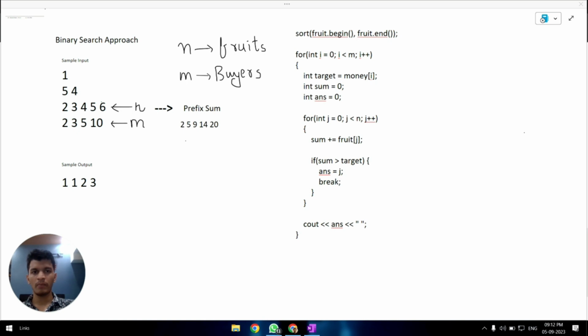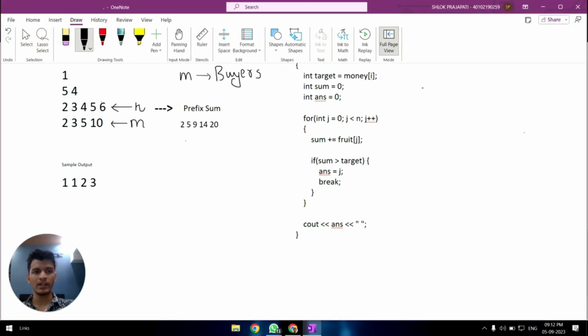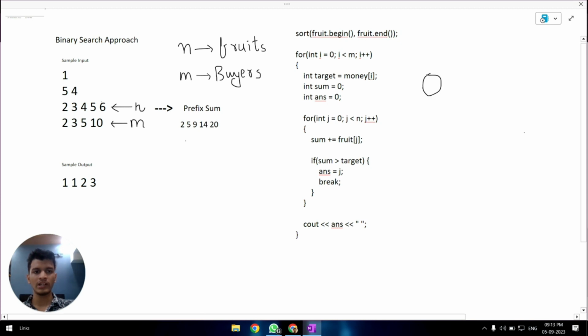Okay, so by this brute force approach, two for loops are applied, so the time complexity comes out to be O of n square. So can we optimize this solution?